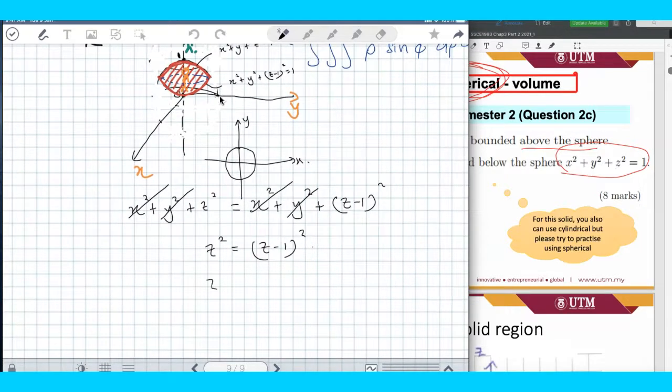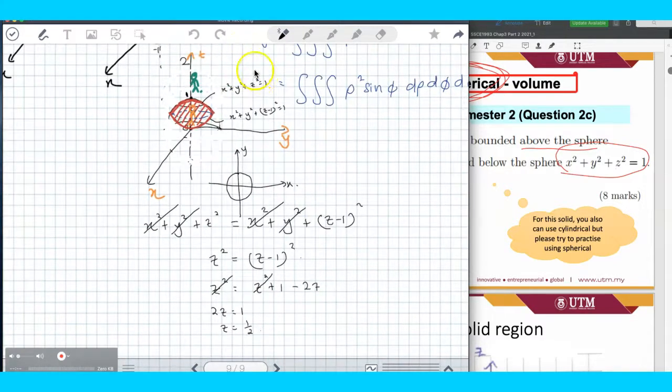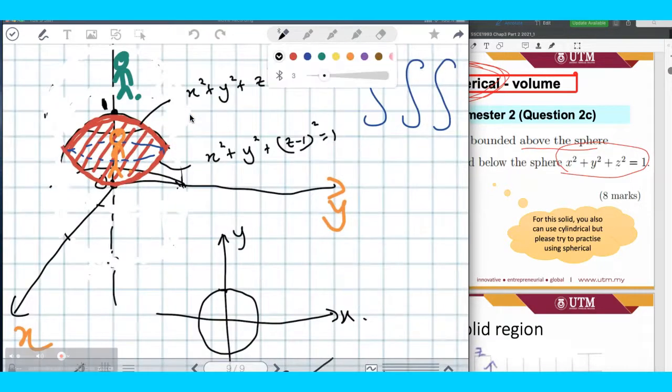Now we just expand. Let's see what happens next. We have z squared plus 1 minus 2z, so z squared is gone. We get 2z equal to 1, so z is 1 over 2. When we solve the two surface equations simultaneously, we only get z equal to 1 over 2, meaning the intersection happens when the value of z is 1 over 2.